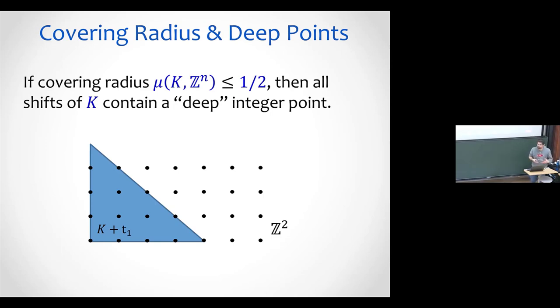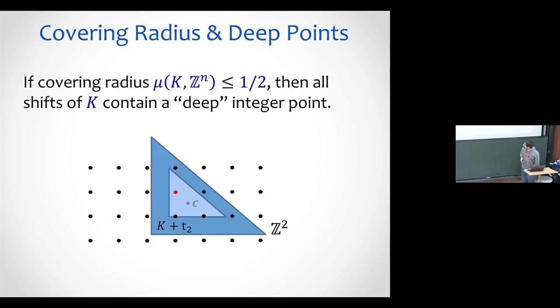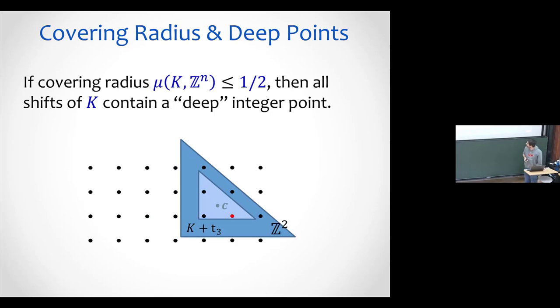But in fact, we're going to use something quantitative, which is: what if the covering radius is less than a half, as opposed to just strictly less than one? What does this give us? It gives us that you can choose your favorite center of your convex body, and even if you scale down by half around the center, you still know that you contain lattice points. Okay? So you should think of these points as deep lattice points inside my body. And this will be true, as I said, no matter where you translate your body.